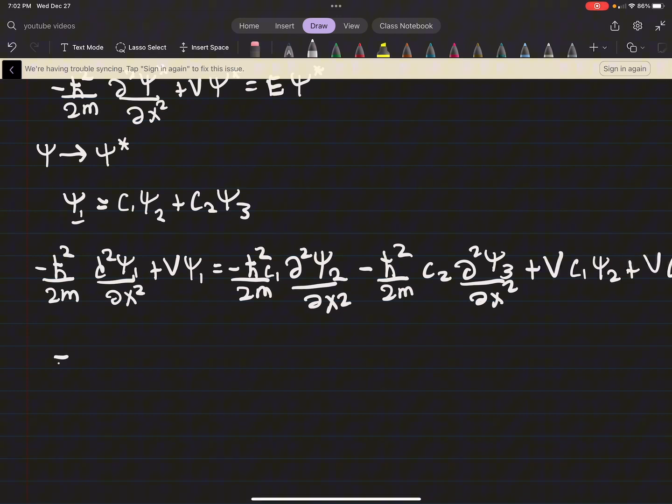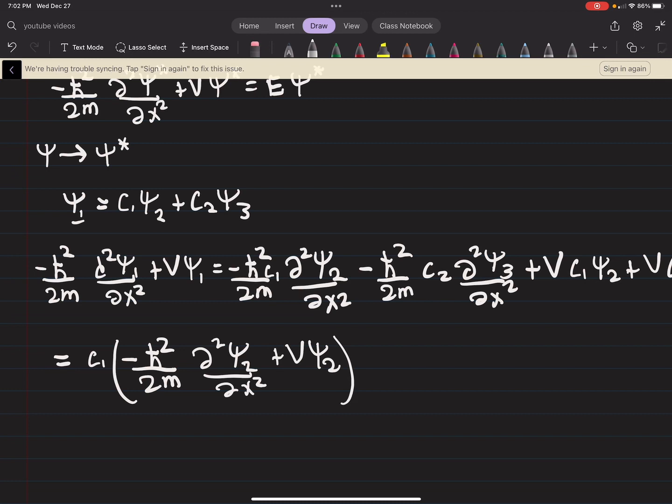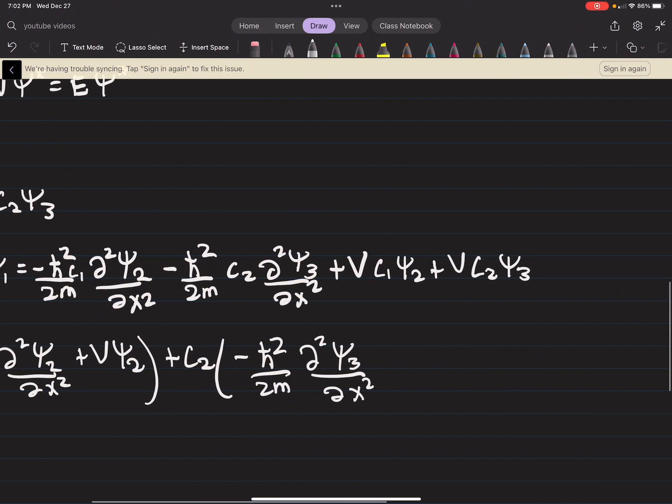And we're just going to express this. We're going to factor out these constants. So we have c1 times minus h bar squared over 2m, the second derivative of psi 2 with respect to x, plus the potential psi 2, plus c2 times minus h bar squared over 2m, the second derivative of psi 3 with respect to x, plus V psi 3.